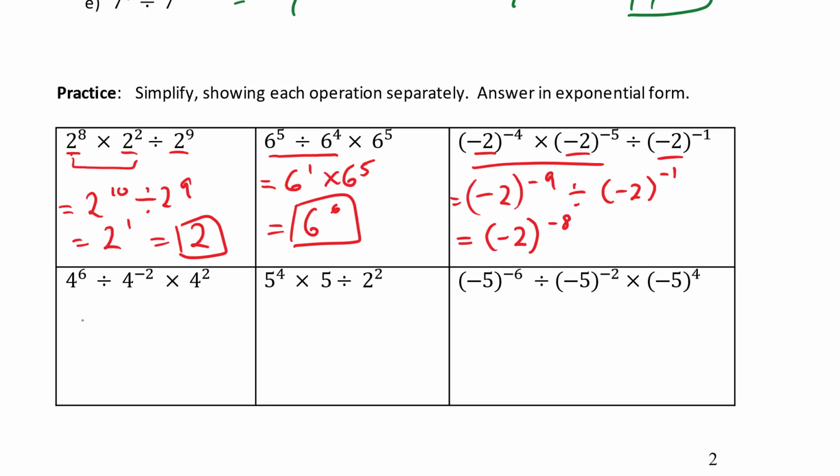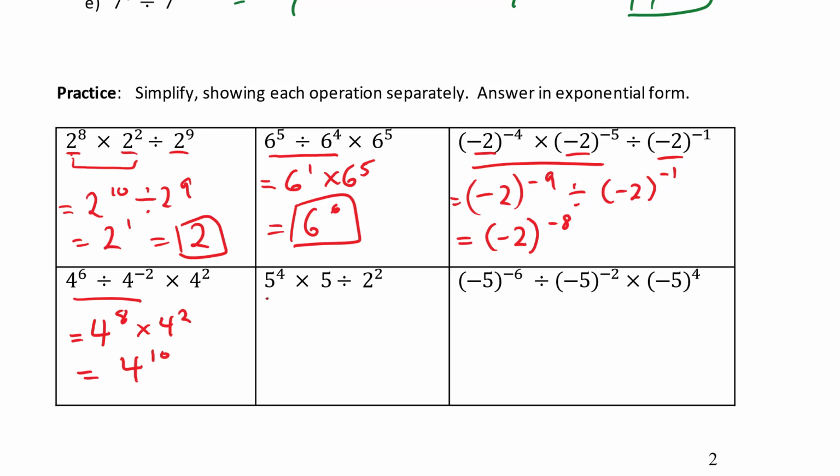Down here, all 4s. Here, I'm dividing two exponents with the same base, so I subtract them. This is 4 to the 6 minus minus 2, which means 6 plus 2. 4 to the 8, 4 to the 2. Add those together. 4 to the 10.